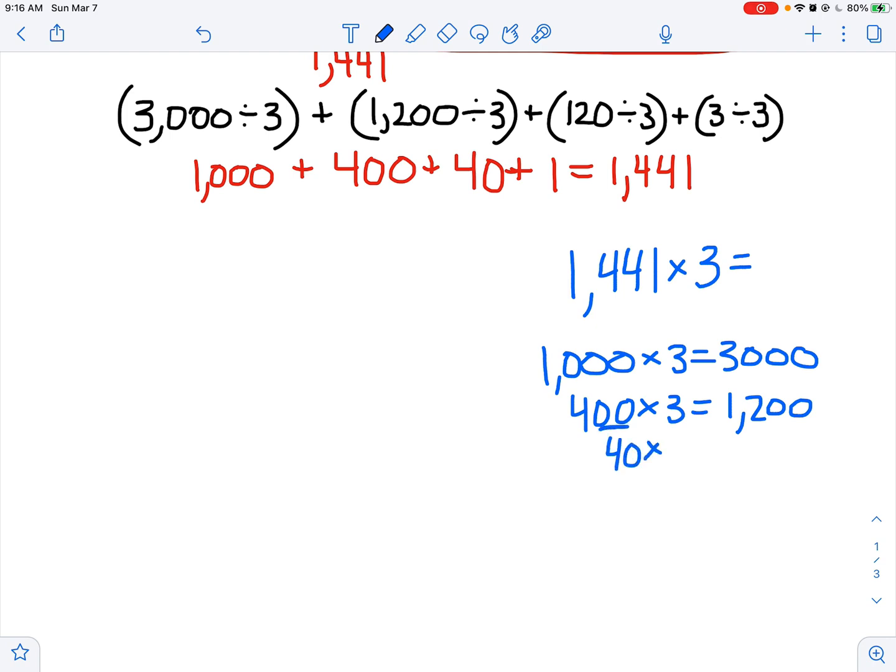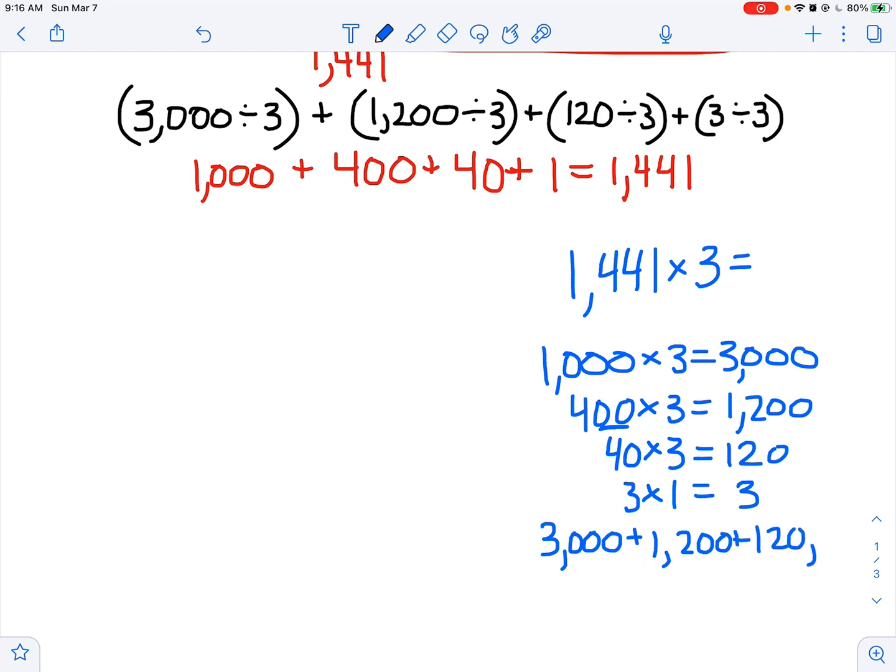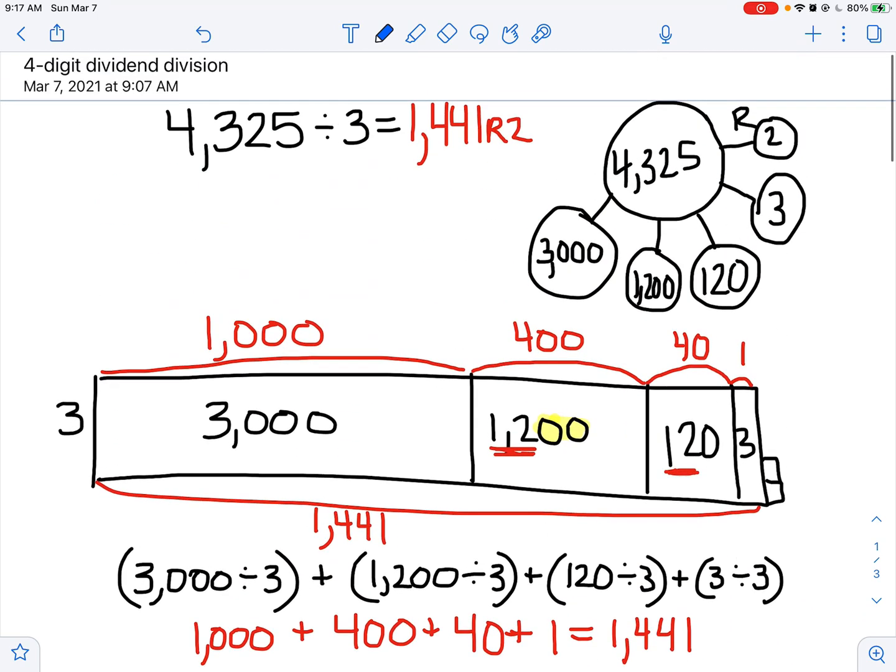I know 40 times 3 is 120, and I know 3 times 1 is 3. And if I add all those up, 3,000 plus 1,200 plus 120, plus 3, I will get 4,323, and then I have to add my remainder of 2, and I will get 4,325, which is exactly what we started with.